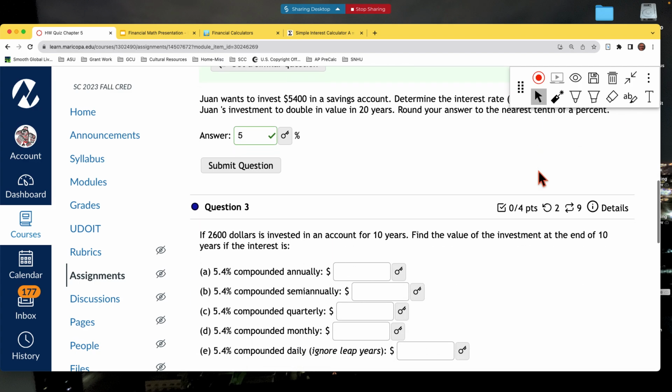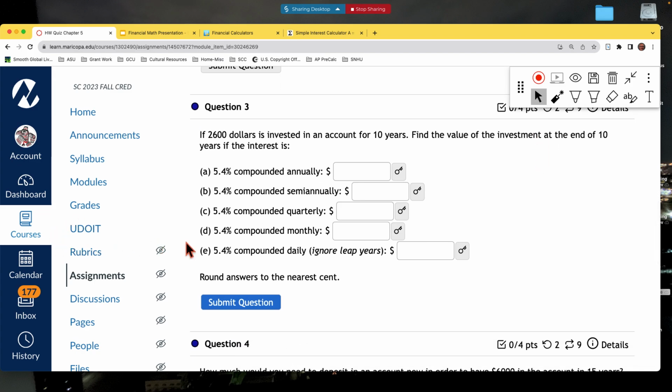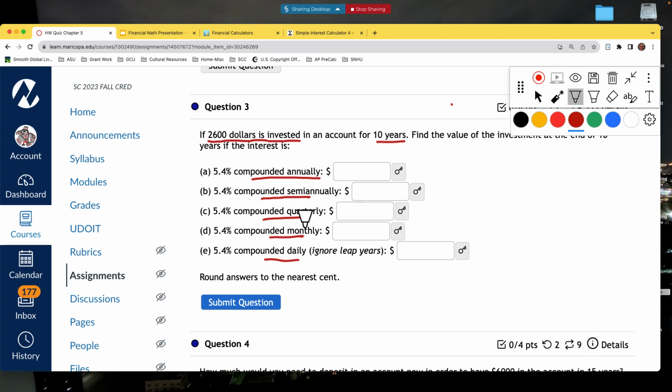Now this next one, we won't do all of these, but we'll do maybe a few of these. This one doesn't tell us simple interest, but it does tell us the amount that we are investing, how long we're going to invest it, and then we want to find the future value depending upon the different compounding: compounded annually, semi-annually, quarterly, monthly, daily. And this will be our future value.